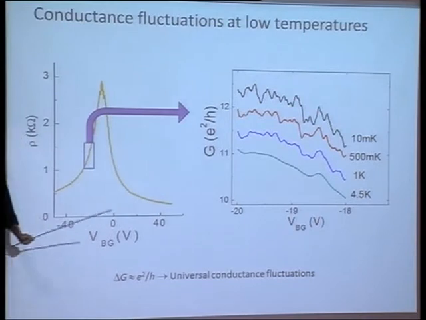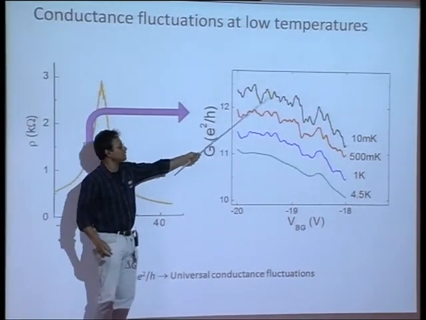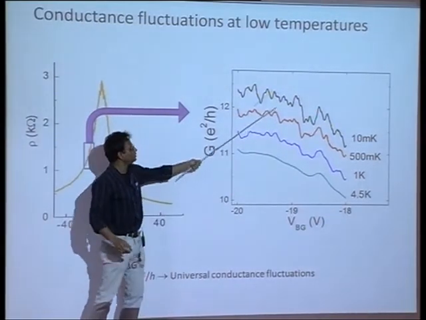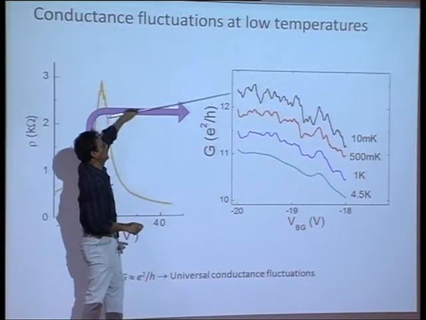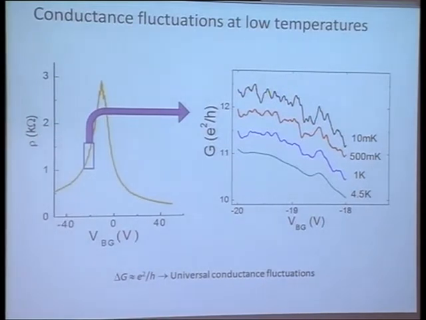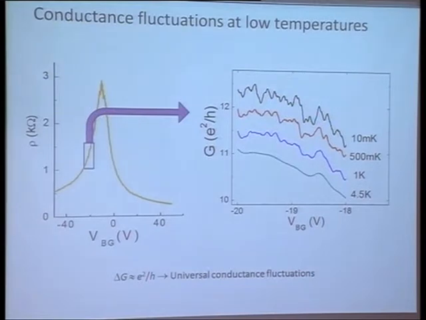It's a small window that we take, just a small region. Then we start decreasing the temperature, and when we go down to a few millikelvin, you see large fluctuations. These fluctuations, if you look at the scale, are on the order of e²/h, about 0.5 to 1. This is a telltale sign of weak localization correction or universal conductance fluctuations, coming because the Fermi energy is changing in a disorder potential. So this is the first evidence of universal conductance fluctuations.